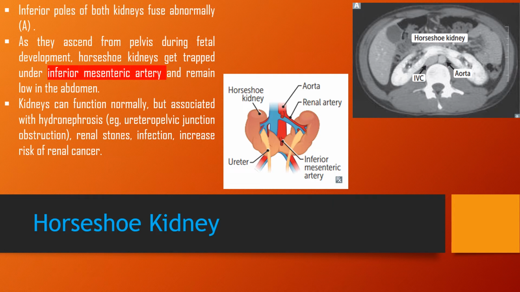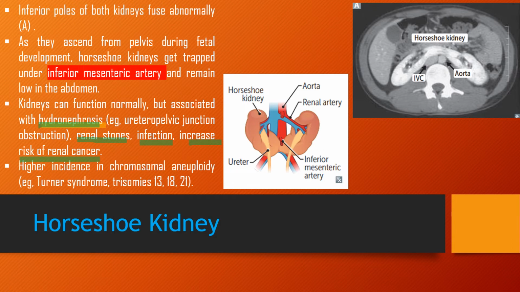Kidneys can function normally, but are associated with hydronephrosis. Example: ureteropelvic junction obstruction, renal stones, infection, and increased risk of renal cancer. Horseshoe kidneys have a higher incidence in chromosomal aneuploidies like Turner syndrome and trisomies. In such patients, horseshoe kidneys are most likely seen.